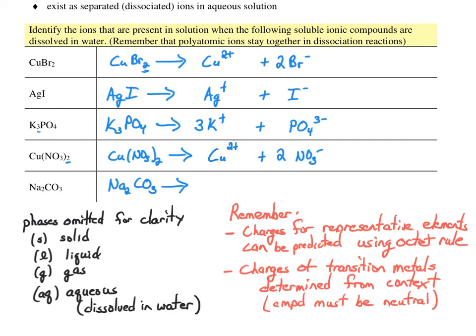Third example that has a polyatomic ion, in this case it's carbonate. CO3, 2-. Sodium, a 1A metal, is always going to have a +1 charge. This 2 indicates that we have 2 of these sodium ions.